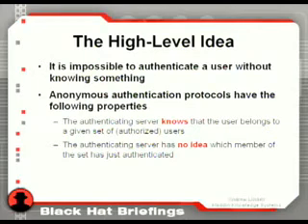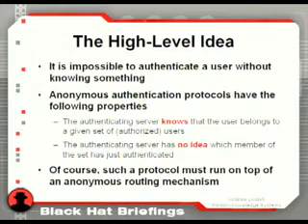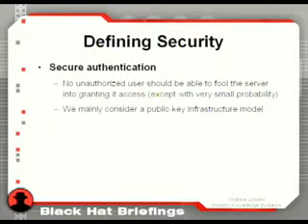We need to know something, but we only need to know that it belongs to a set of users with a given set of permissions, and then once we know that, then we can allow the user in. We know its permissions, but we don't know which of the users it actually is. As I said, such a protocol has to run on top of an anonymous routing mechanism. We're going to assume that from now on.